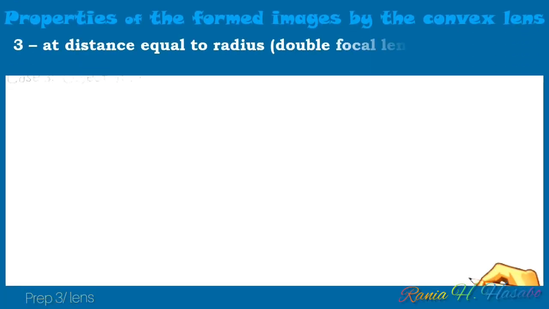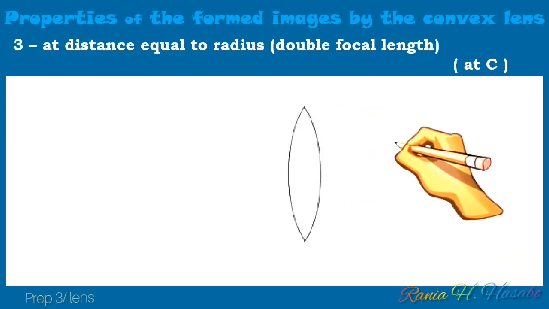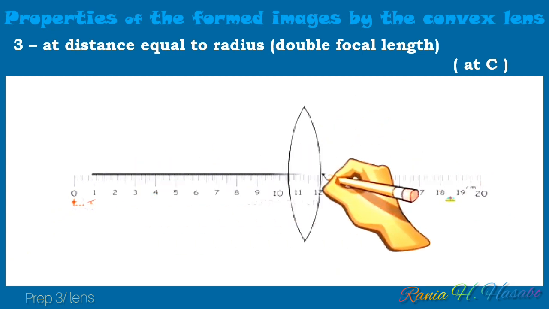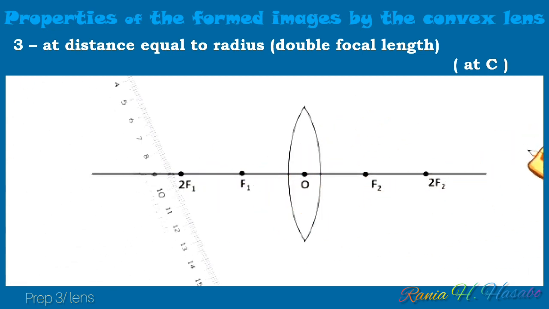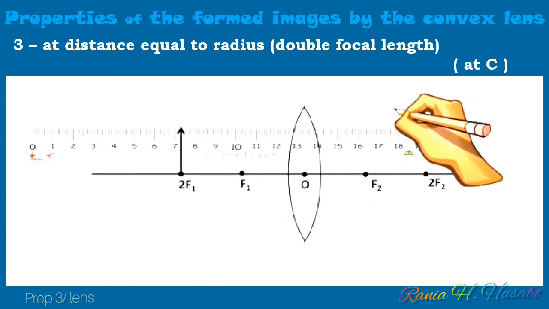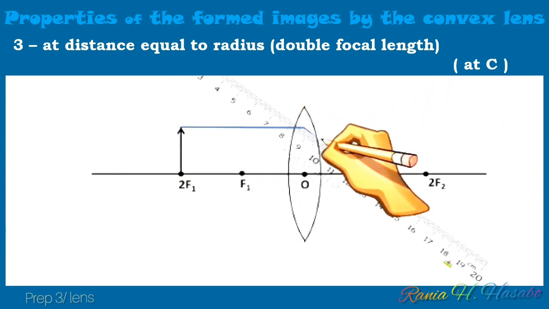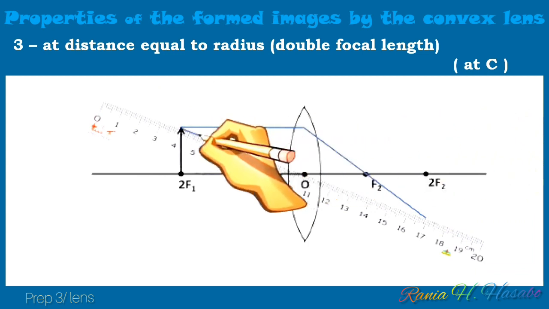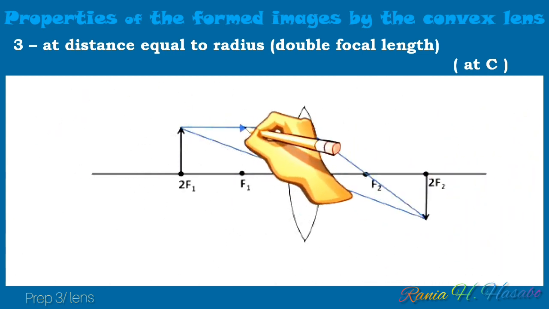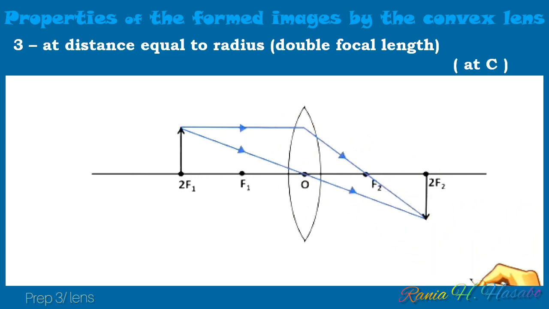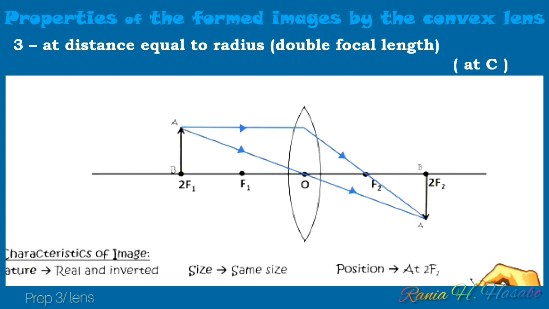Number three, at a distance equal to the radius of curvature, at the center. Draw the lens and determine the points, the two foci and the two centers of curvature. Draw the first ray parallel, which refracts through the focus, and the second one passes by the optical center without any refraction. So the image is formed at the center of curvature: real, inverted, and equal to the object.